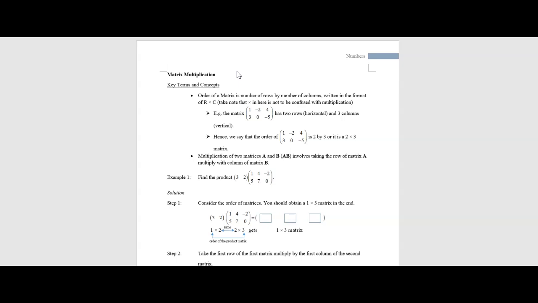Today we'll be talking about matrix multiplication, and in here we are finding the product of two matrices. So there are two things that I need to briefly talk about before we begin. First I need to define what is the order of a matrix, because that is very important in analyzing whether a multiplication can be completed.